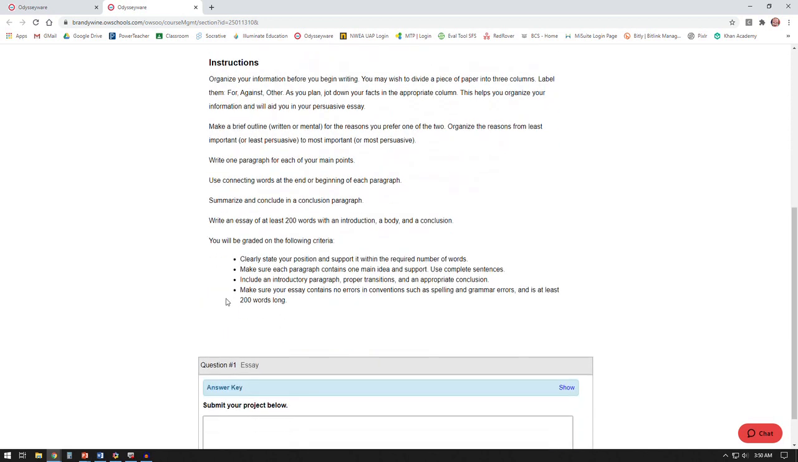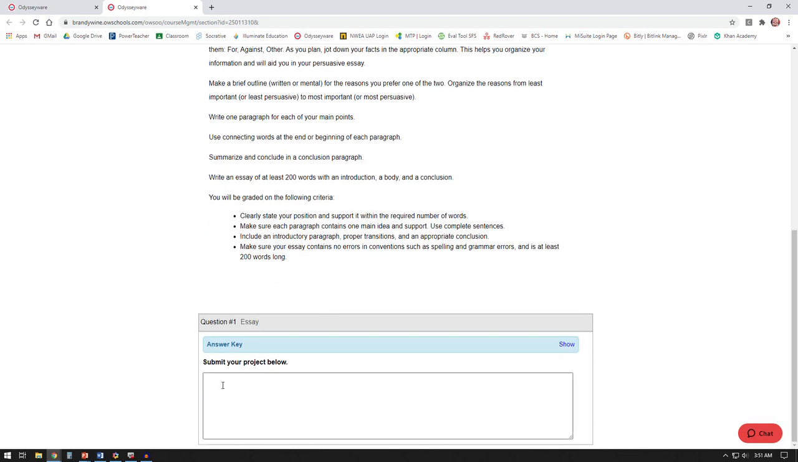You'll be graded on the following things, and I will be grading this. You're going to clearly state your position and support it with the required number of words. You're going to make sure each paragraph contains one main idea and support using complete sentences. You're going to include an introductory paragraph, proper transitions, and an appropriate conclusion. You're going to make sure your essay contains no errors in convention, such as spelling and grammar, and that it is at least 200 words long. If you're unsure about the length, copy and paste it into a Google Doc and use the word count feature to see how long it is.